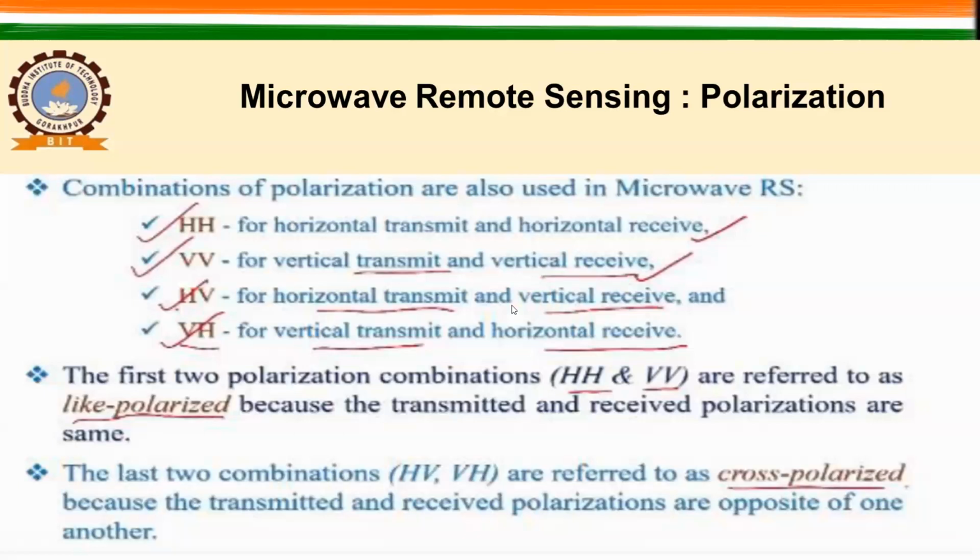Basically here we are using the backscattered energy. Among these four, the first two, HH and VV, are known as like polarization because both are in the same polarization domain. The first one is HH, horizontal-horizontal, and they are like each other, vertical-vertical. But in the next two, they are different from each other, so they are known as cross polarized. Moving towards the next slide.